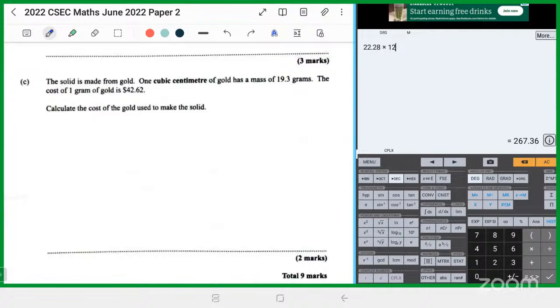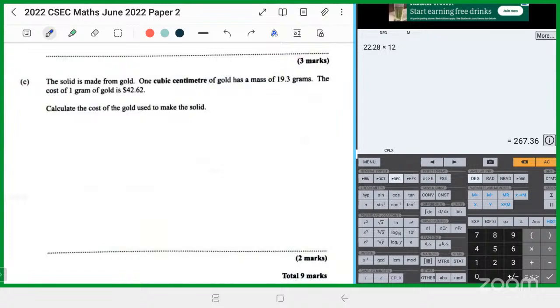A 1 cm cube of gold has a mass of 19.3 grams. And then the cost of 1 gram is $42.60. Calculate the cost of the gold that makes the solid. So this says 1 cm cube is this amount of mass, and 1 gram is this amount of money. What we can do is find out how much money for 1 cm cube. This is just some multiplication. Just multiply and we'll get the answer.